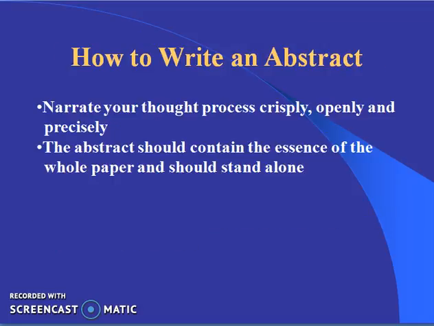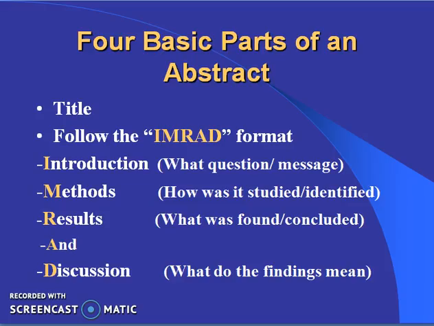Now let's look at how to write an abstract. An abstract is used to narrate your thought process crisply, openly, and precisely. It should contain the essence of the whole paper and should stand alone. The four basic parts of an abstract.